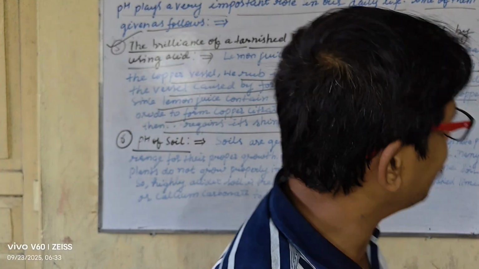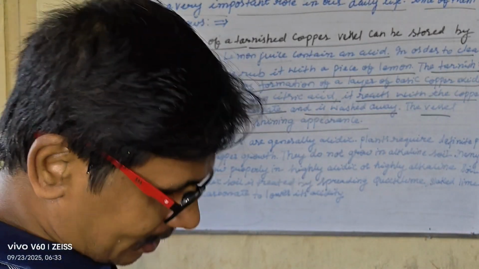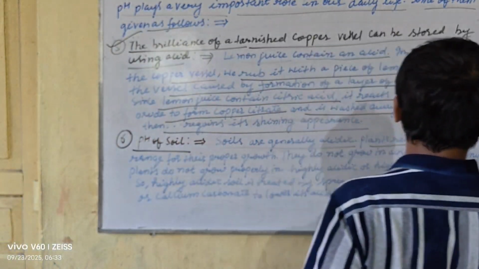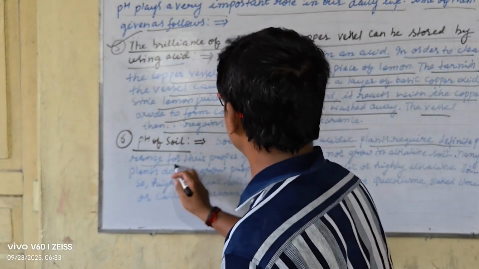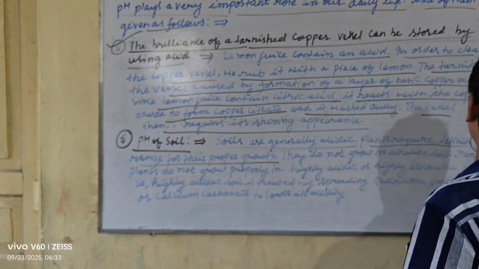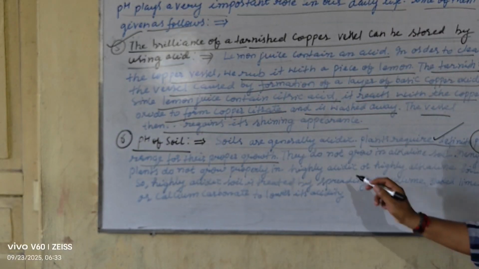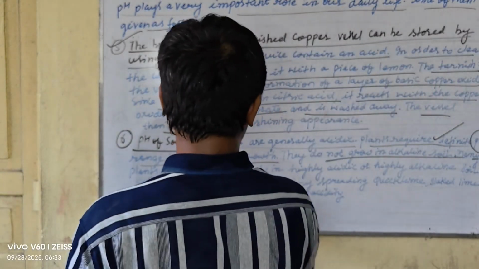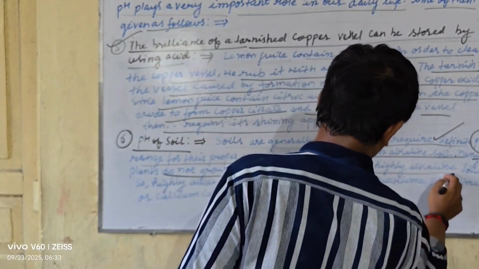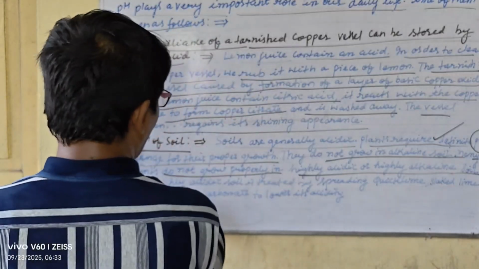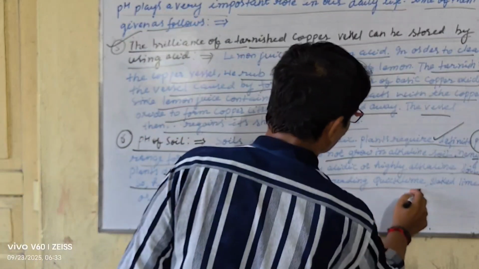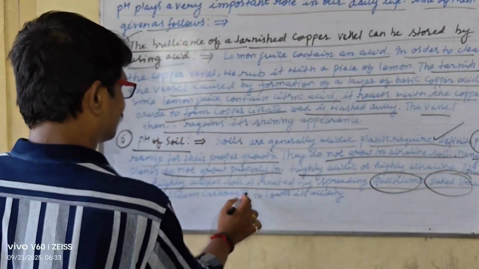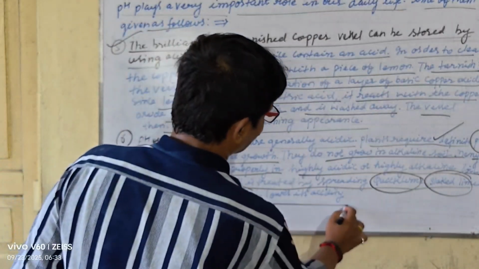So my dear student, this is all about today's topic, the importance of pH in everyday life. Soils are generally acidic. Plants require a definite pH range for their proper growth. They do not grow in alkaline soil. Many plants do not grow properly in highly acidic or highly alkaline soil. So highly acidic soil is treated by spreading quicklime, slaked lime, or calcium carbonate to lower its acidity.